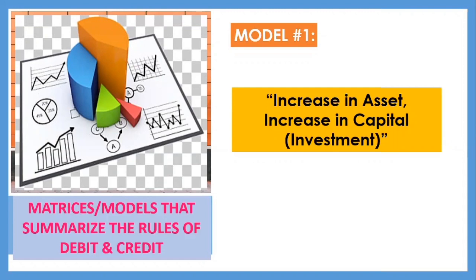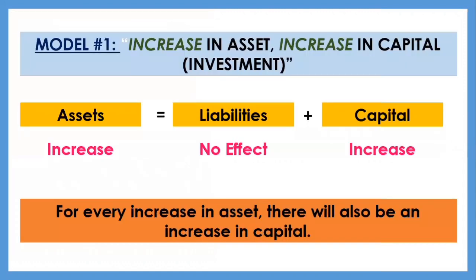Now, in order for us to better understand model number 1, let us have an example. But before giving the example, this is how our figure looks like for model number 1. So as you can see on the figure, this is how model number 1 looks like. As you can notice, we are using the accounting equation, which is assets equals liabilities plus capital.